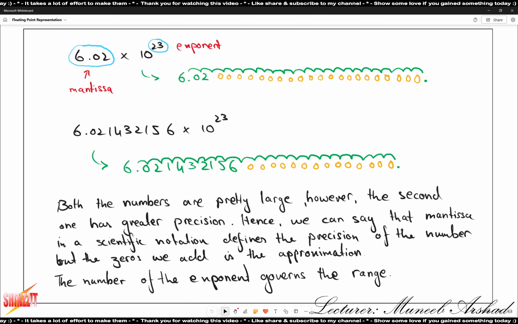In the scientific notation, when you have 6.02, that's, I think, the Avogadro's number, I think, from the previous slide, into 10 raised to power 23. There are two components. One is the exponent and one is called the mantissa.